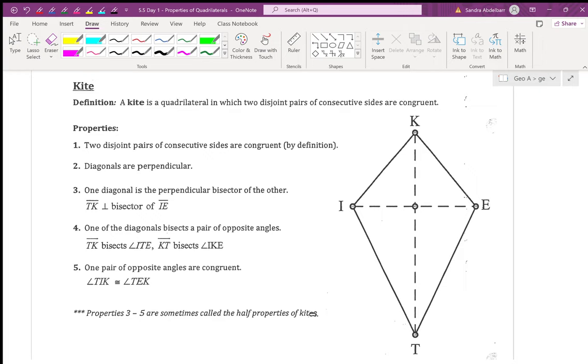Right, what are the properties? First property, 2 disjoint pairs of consecutive sides are congruent. What does that mean? That means in a kite, the top 2 sides are congruent and the bottom 2 sides are congruent. In a kite, the diagonals are perpendicular. Right? What does that mean if the diagonals are perpendicular? We learned about this from the rhombus. Good, in the middle. That means if the diagonals are perpendicular, we have right angles in the middle.